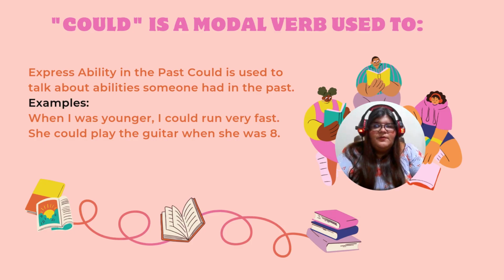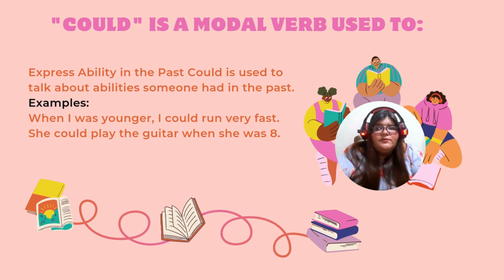So you must be wondering, what is the modal verb could used for? And the answer is simple. Could is a modal verb used to express ability in the past. Could is used to talk about abilities that someone had in the past. For example, when I was younger, I could run very fast. She could play the guitar when she was 8.